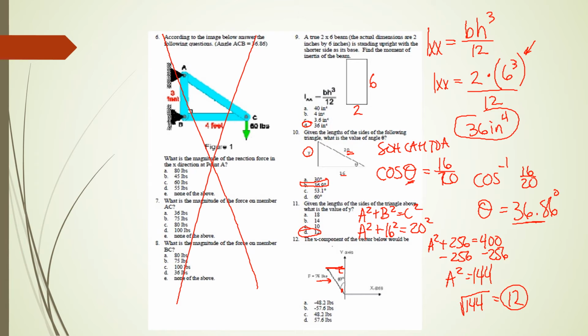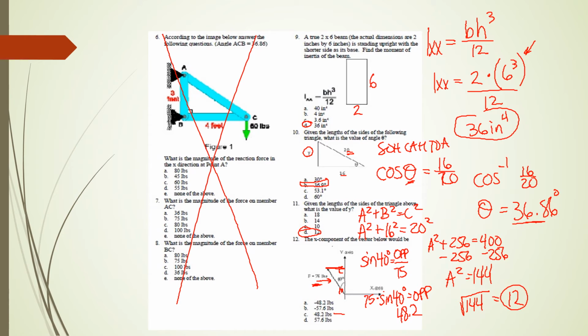So SOHCAHTOA again. In this one, you're going to use sine as well. So the sine of 40 degrees from here is going to be equal to your opposite over your hypotenuse, which in this case is 75 from here. So to get the opposite by itself, we're going to do 75 multiplied by the sine of 40 degrees. And that's going to come out to 48.2.